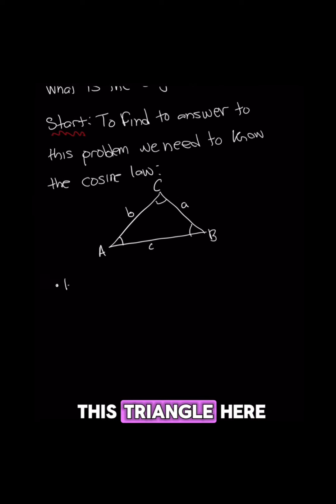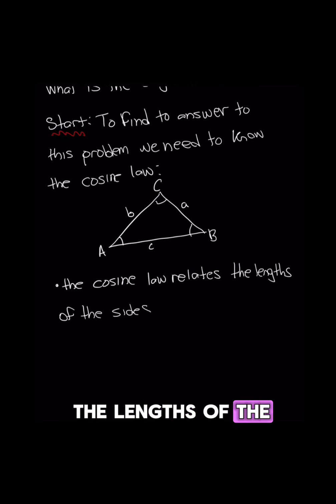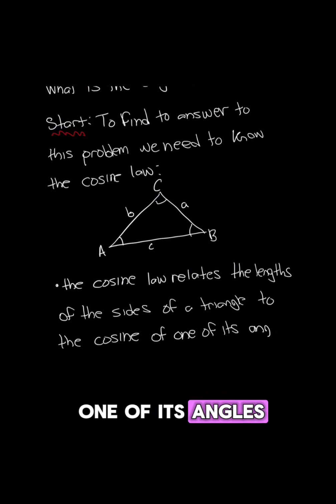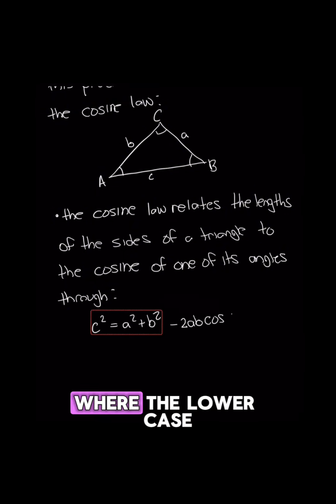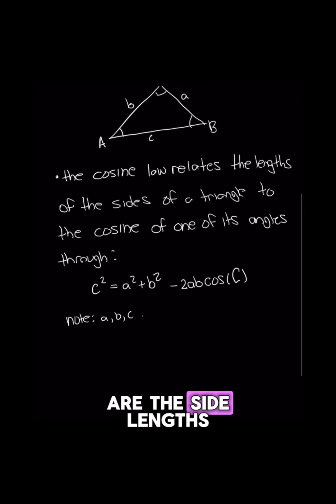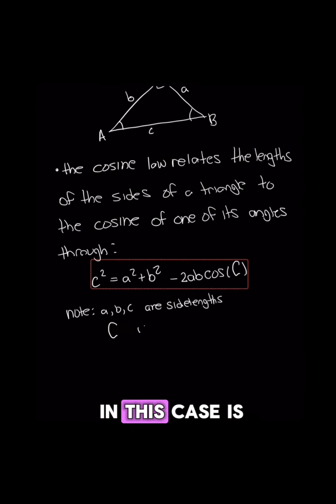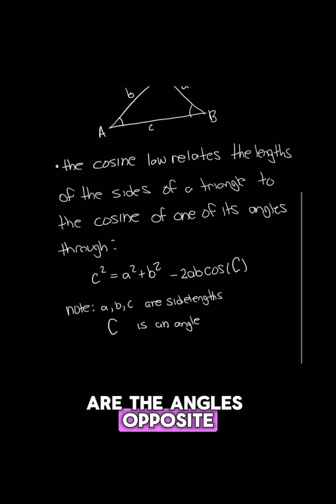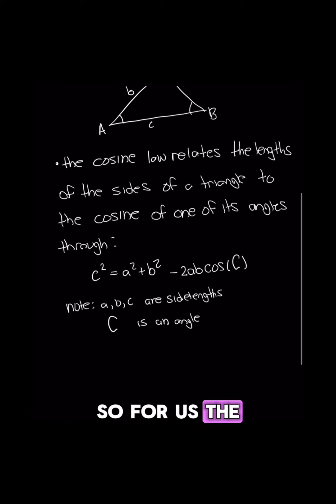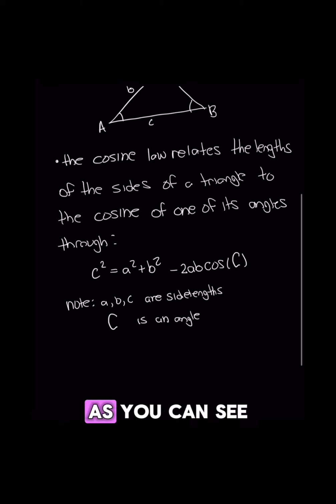So if we draw this triangle here, the cosine law relates the lengths of the sides of the triangle to the cosine of one of its angles through this equation here, where the lowercase a, b, and c are the side lengths, and the capitals, in this case capital C, are the angles opposite to the side lengths. So for us, the capital C is opposite to the c side length, as you can see in the triangle.